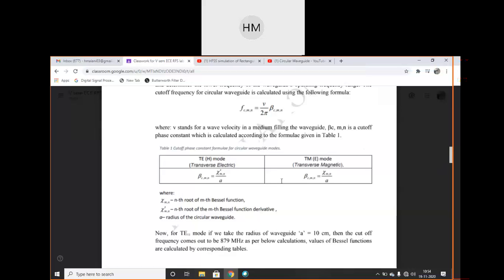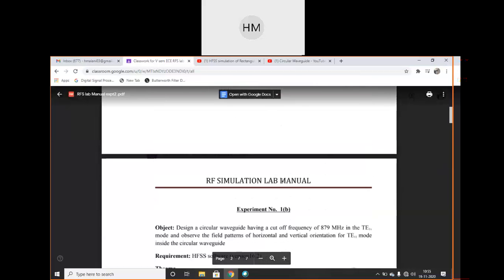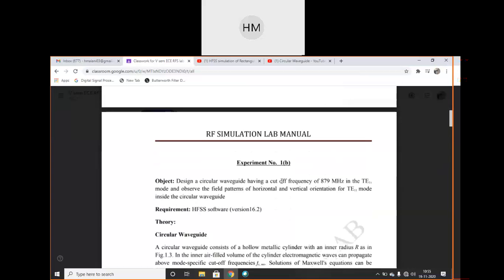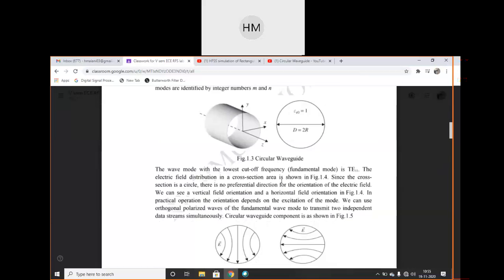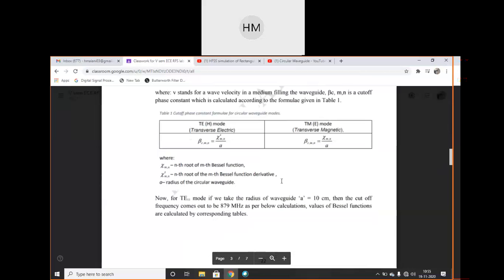So for a equal to 10 centimeter, the cutoff frequency comes out to be 879 megahertz. That's why I have written in the aim that we are having a cutoff frequency of 879 megahertz. You can see I have mentioned here I am designing a circular waveguide with a cutoff frequency of 879 megahertz. Clear? You can design for other values also. So values of Bessel functions are calculated.